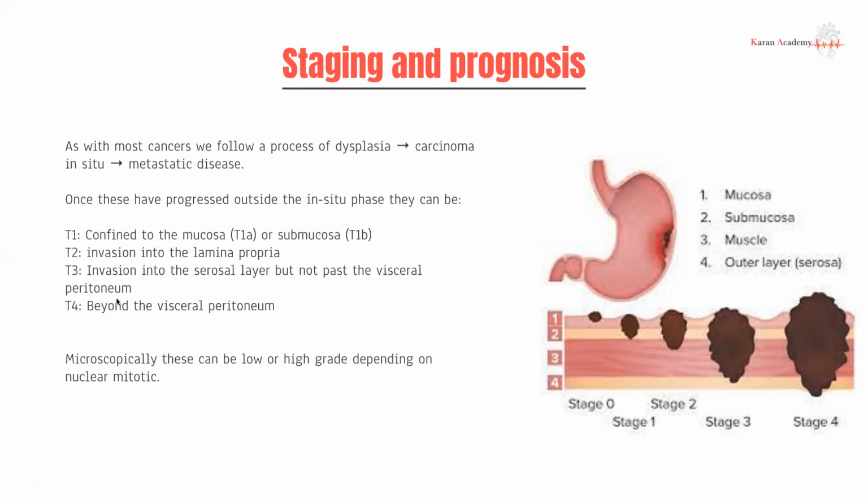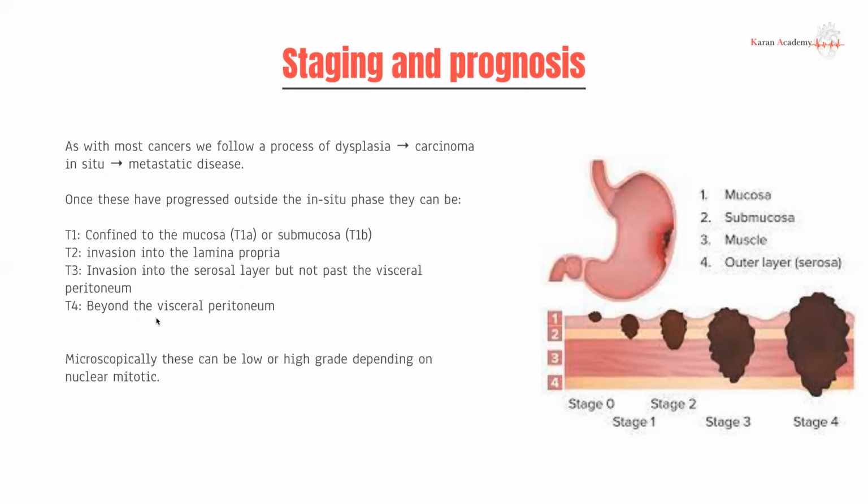So T1 is when it's confined to the broad mucosal layers. So it can either be T1A or T1B, depending if it's mucosa or submucosa. T2 is the muscularis propria layer. T3 is serosa, but not past the visceral peritoneum. So it's still within the stomach technically. And then T4 is beyond the visceral peritoneum, spread elsewhere.